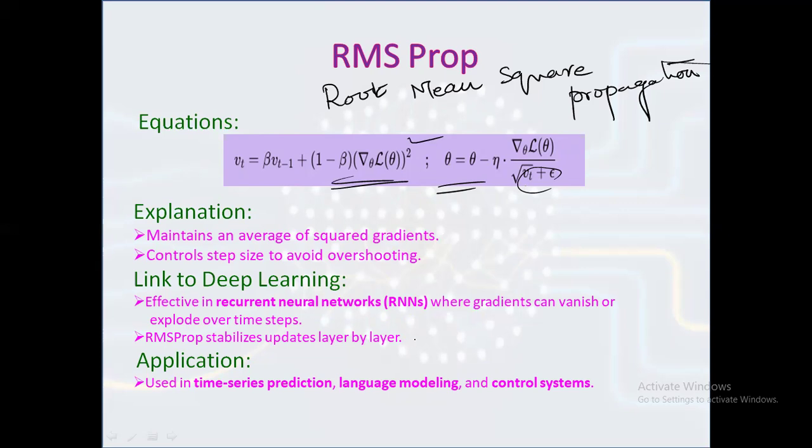In deep learning, RMSprop is especially effective in recurrent neural networks. RNN means recurrent neural networks, which process sequential data like time series or text. It stabilizes the training process in models where gradients can change rapidly across time steps. Common use cases include stock price prediction, weather forecasting, and language modeling.